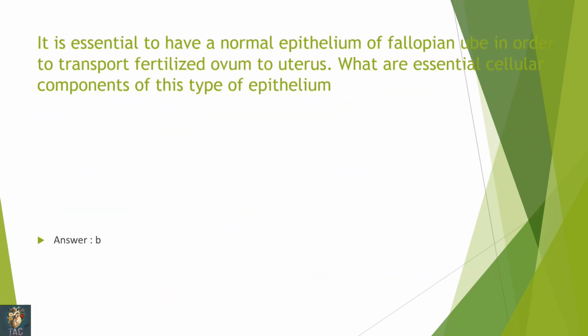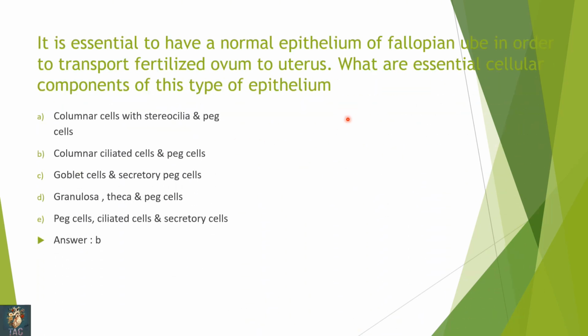Next, it is essential to have a normal epithelium of the fallopian tube in order to transport the fertilized ovum to the uterus. So what are the essential cellular components of this type of epithelium? The columnar cell with stereocilia and the PEG cells, the columnar ciliated cells and PEG cells, goblet cells, secretory PEG cells, the granulosa, theca and PEG cells, ciliated and secretory cells.